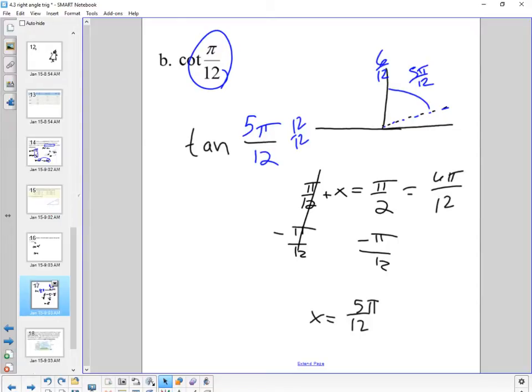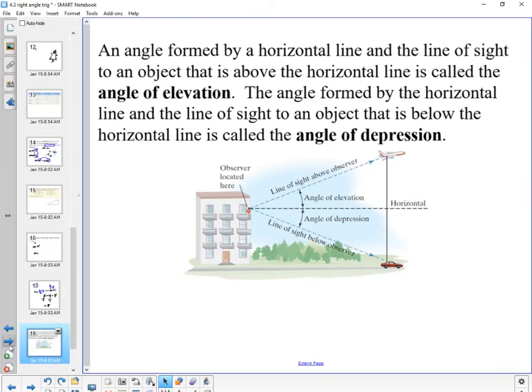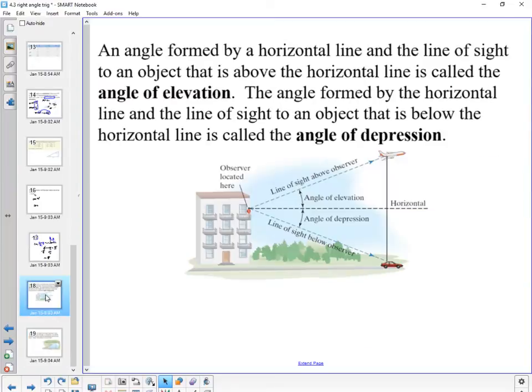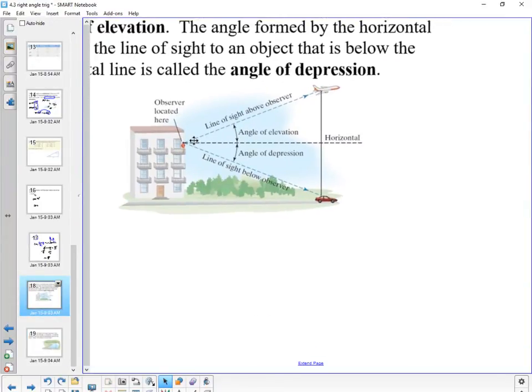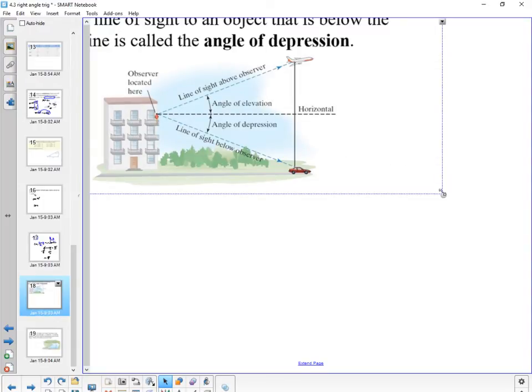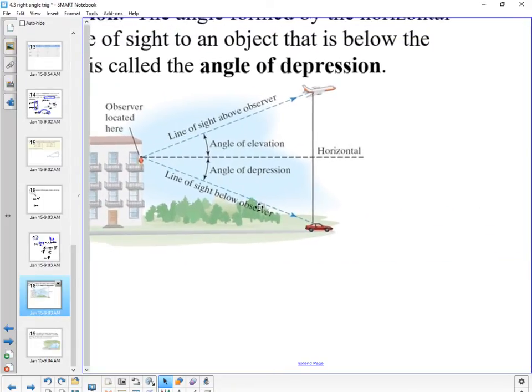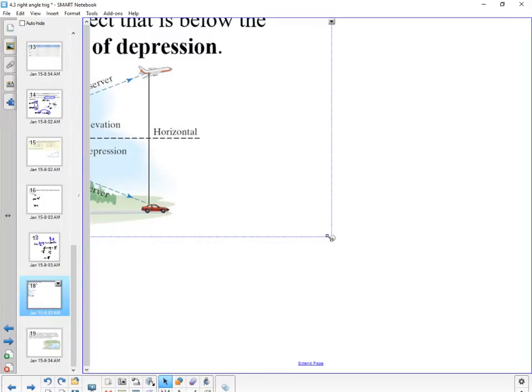I can change slide now? Yes. All right, let's talk about some of my favorite problems. Two words you need to know: angle of elevation and angle of depression. I know the depression one.